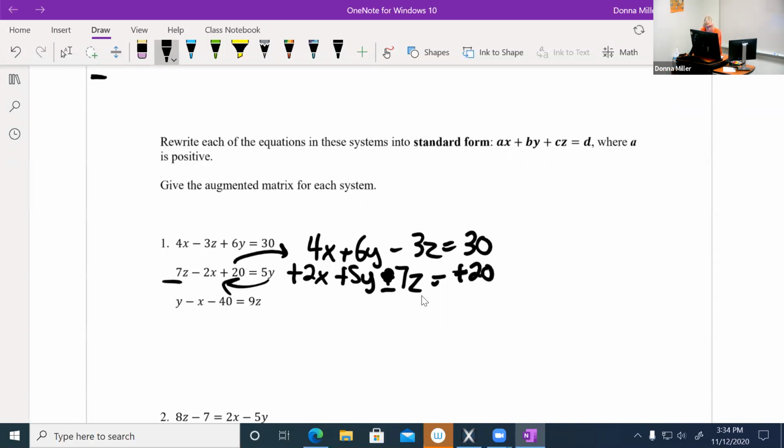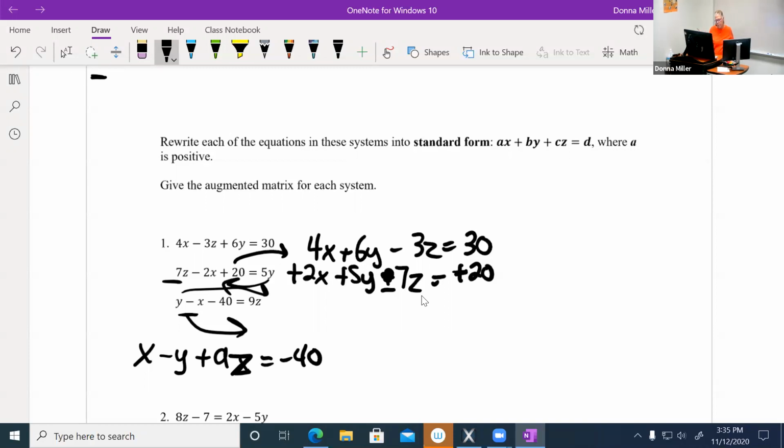All right, so I guess I'll move stuff this way because x is negative. So if I move x over, it becomes positive x. Moving y over, it becomes negative y. Keeping the 9z. I'm not moving 40. Oops, that's a z. All right, so is that right? Let's see, x minus y, 9z, yeah, negative 40. So x minus y plus 9z.